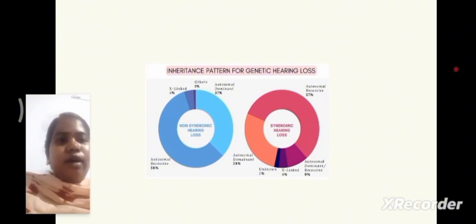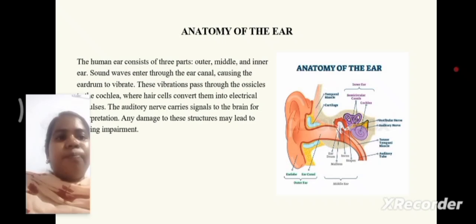Inheritance patterns for genetic hearing loss. There are non-syndromic hearing loss and syndromic hearing loss. Next, the anatomy of the ear. The human ear consists of three parts: outer, middle, and inner.